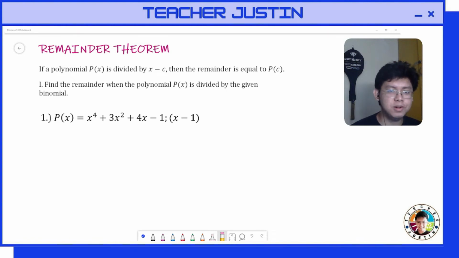On today's topic, we're going to talk about the remainder theorem. Now, the remainder theorem states that if a polynomial p of x is divided by x minus c, then the remainder is equal to p of c.